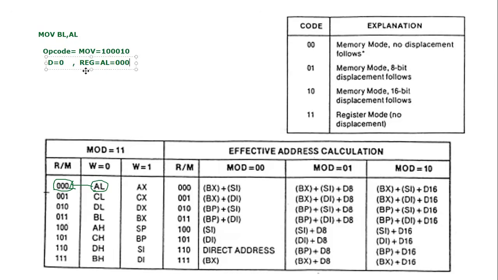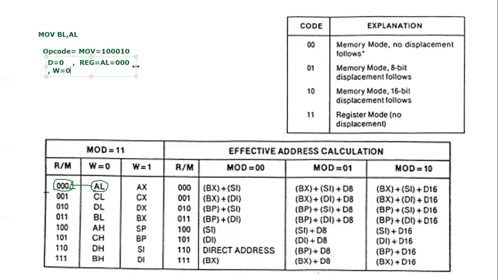Then we will talk about the W field. The W field is the size of operation. Is it an 8-bit operation or a 16-bit operation? AL and BL: AL is an 8-bit register, BL is an 8-bit register, so W is an 8-bit operation, so W would be 0. Furthermore, you can confirm this W value by comparing this column value. Look, AL is written here and W is equal to 0. If AX is written, W is equal to 1. So you can also verify here.